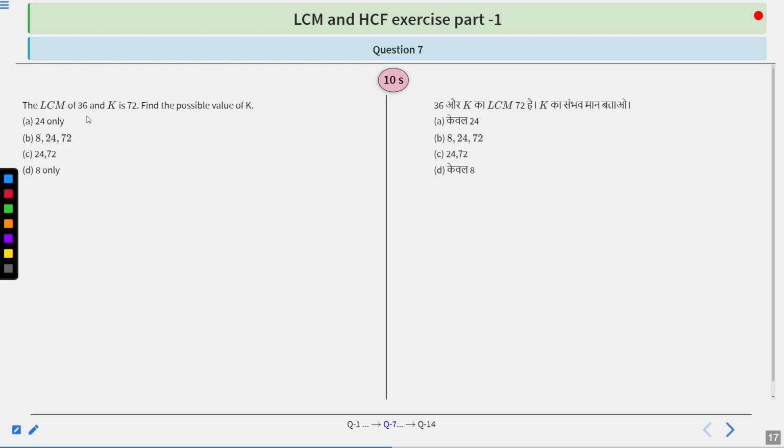The LCM of 36 and K is 72. Find the possible value of K. Options are 24 only, 8, 24 and 72, 24 and 72 and 8 only. These are the options.